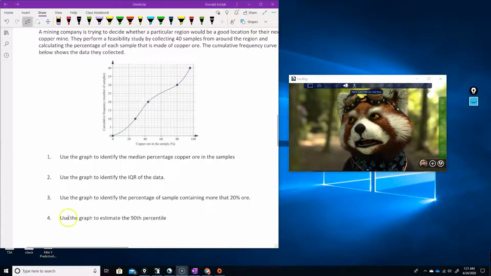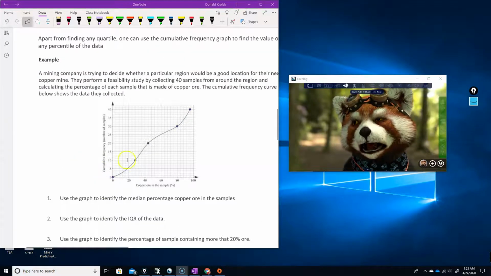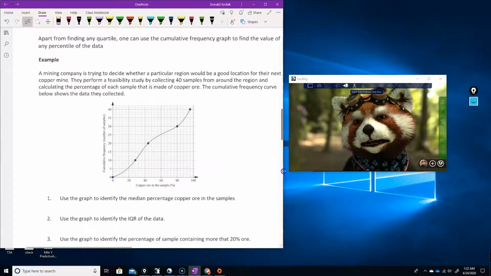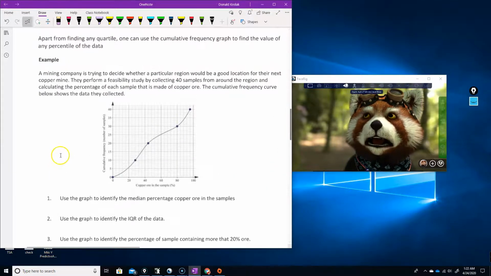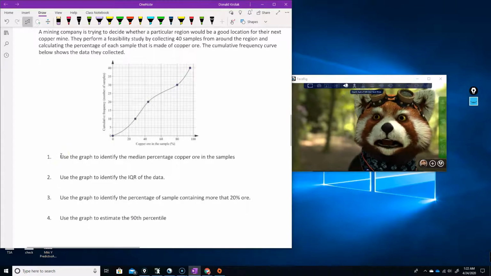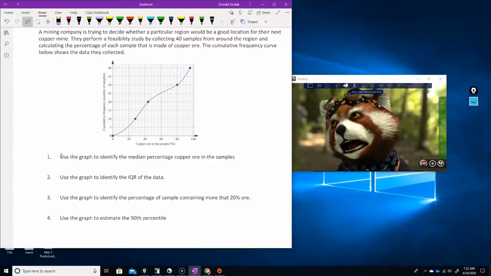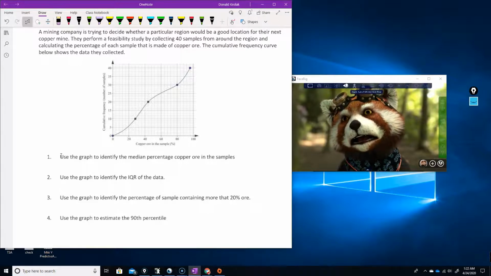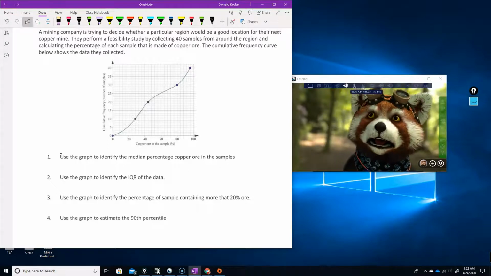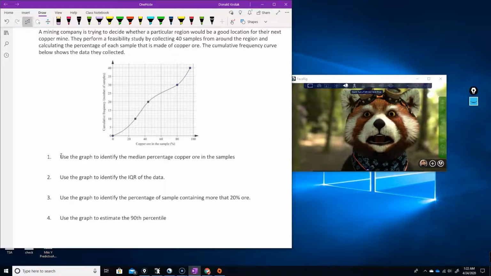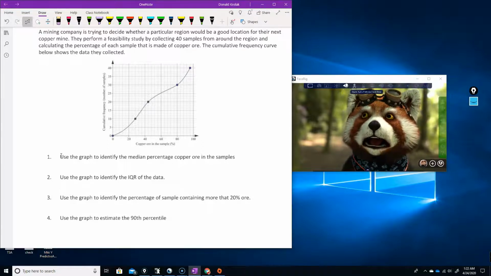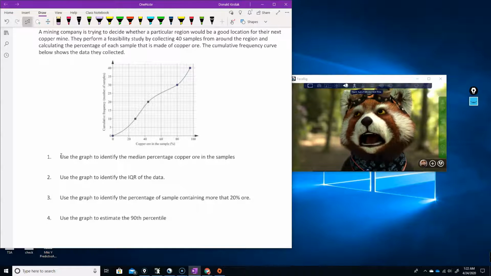So here we've got a quick example. A mining company. This is pretty relevant. Pinal County's got some copper mines in it. You might have folks that work for the copper companies out there. A mining company is trying to decide whether a particular region would be a good location for their next copper mine. They perform a feasibility study by collecting 40 samples from around the region, calculating the percentage of each sample that is made of copper ore. The cumulative frequency curve below shows the data collected.